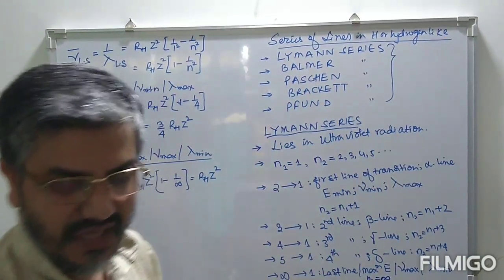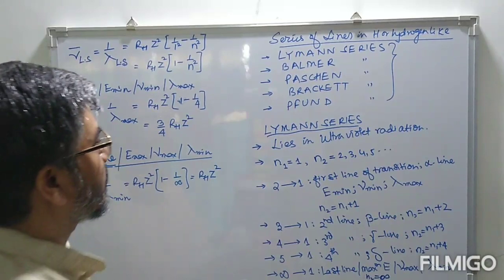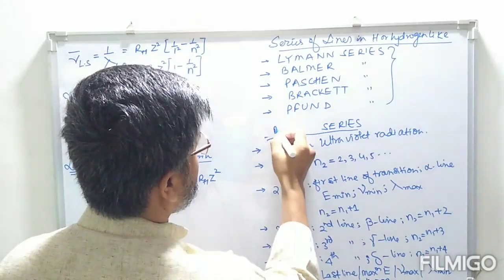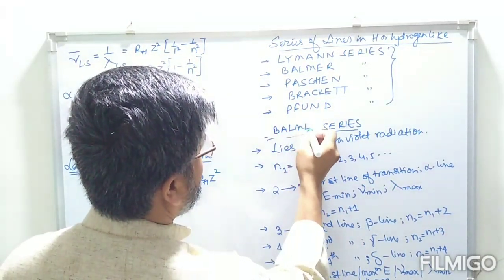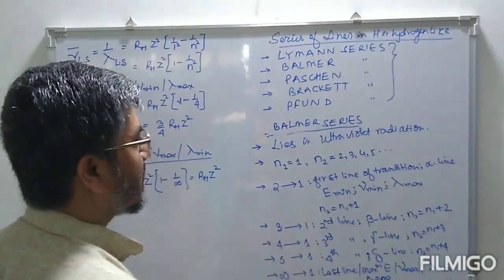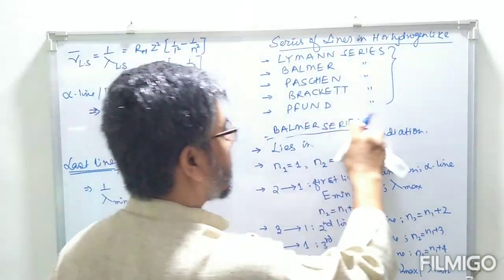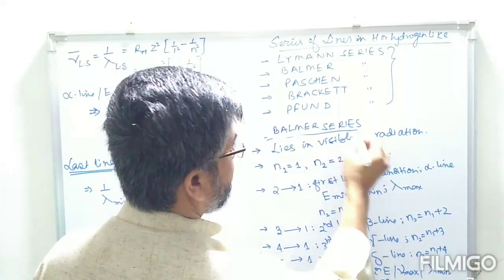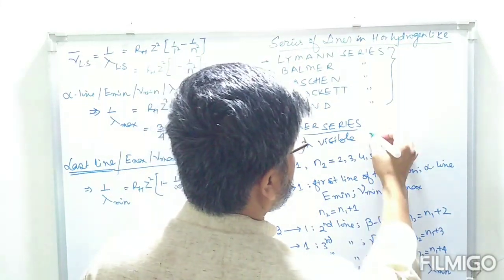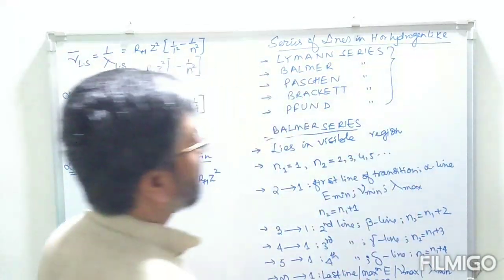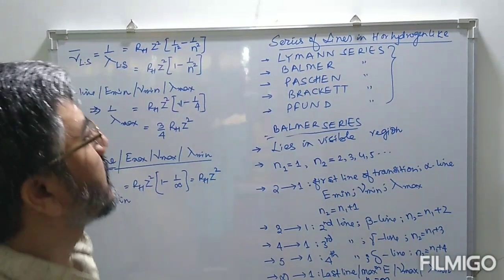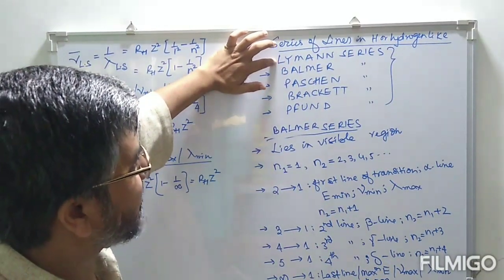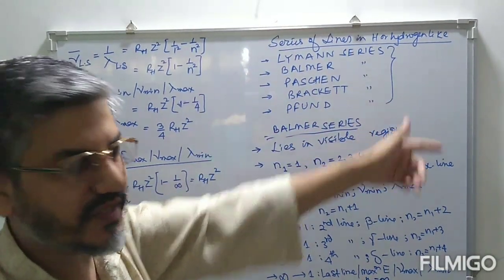Now coming to the next, that is Balmer series, the second series. Now this Balmer series lies in the visible region. So the only series that lies in visible is Balmer series. Lyman series lies in the ultraviolet region. Balmer series lies in the visible spectrum.